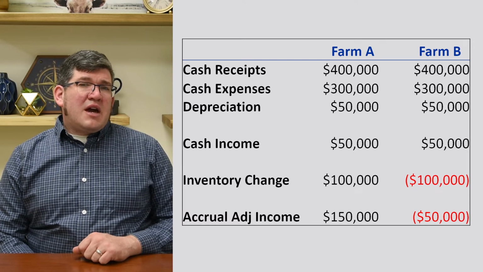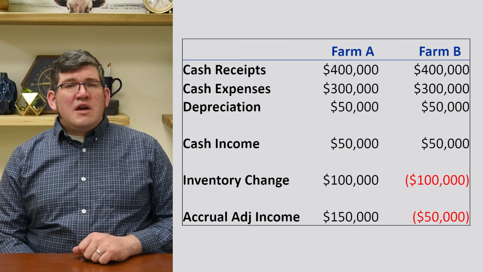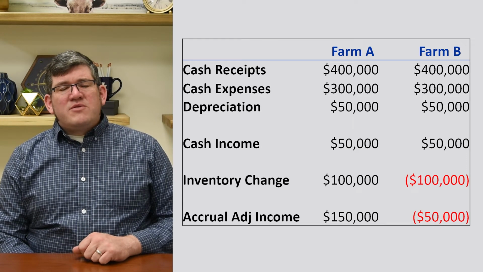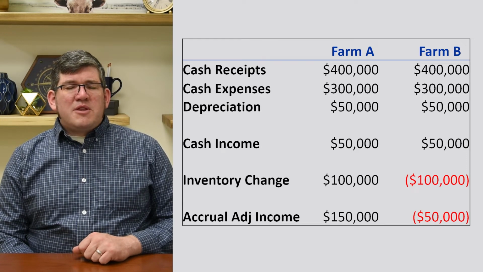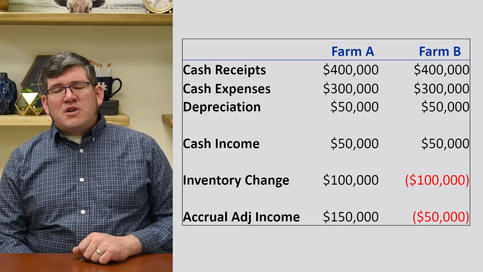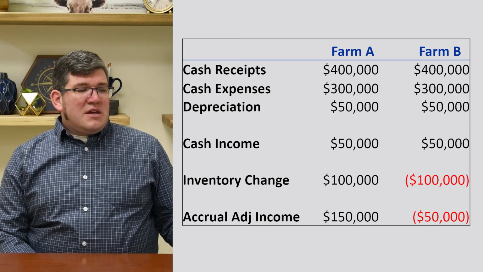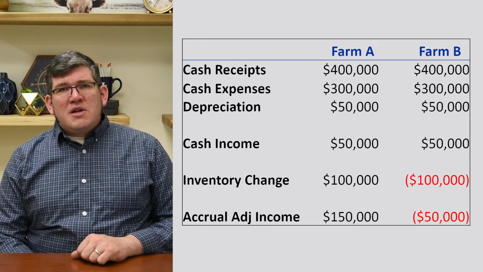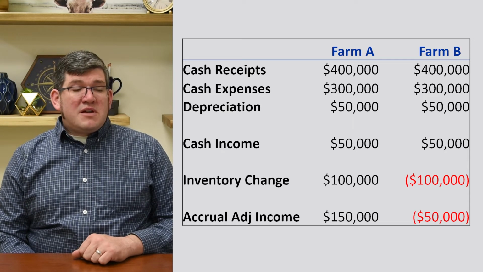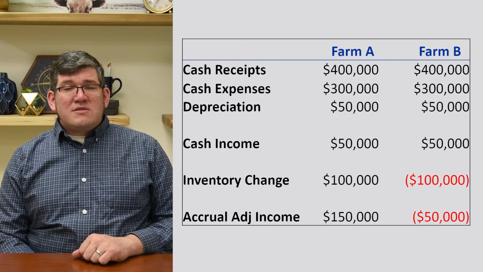However, if we had accounted for the inventory value change of these two farms, and in this example we're assuming that Farm A had a positive inventory value change over that 12-month period of $100,000 versus Farm B having a value change of $100,000, but in the other direction, you can see that the accrual adjusted income is very different, with Farm A's income being $150,000 and Farm B's income actually being negative $50,000.